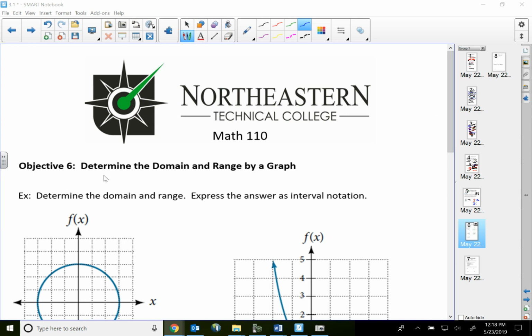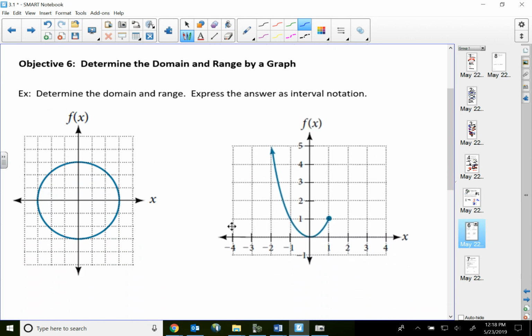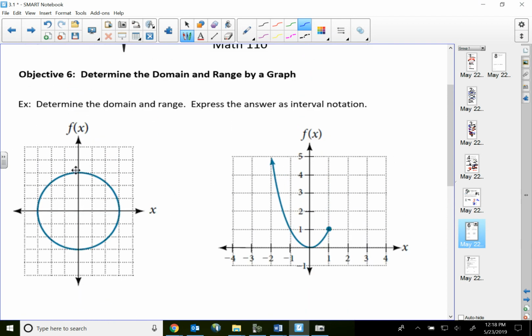In this lecture video, let's determine the domain and range by looking at a graph. I purposely picked these problems so that we can actually see some points. We can identify coordinates simply by looking at them. So how do I know what the domain and range is?